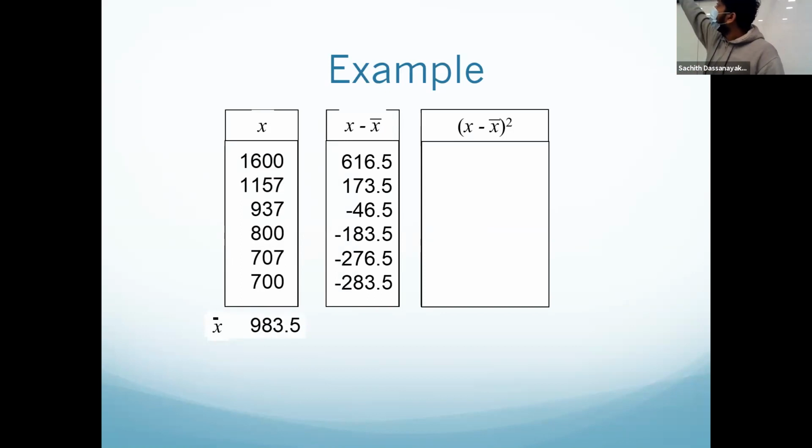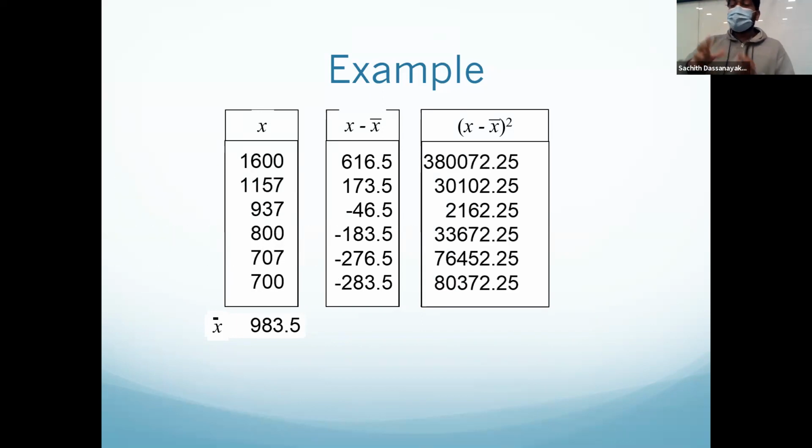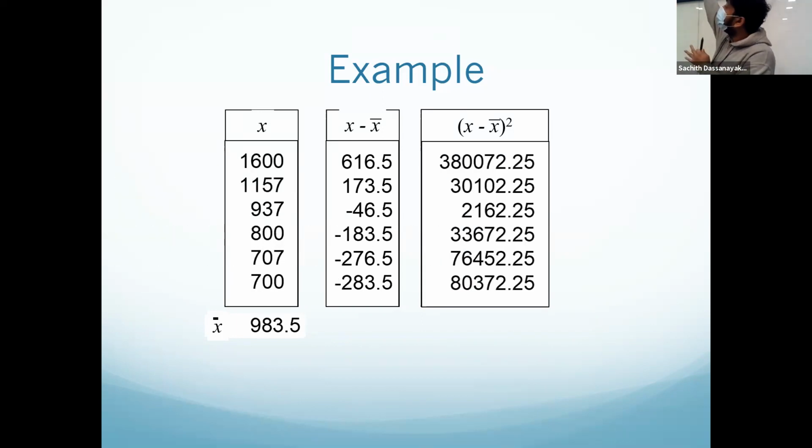See, 1,600 minus 983.5, so that you can get 616.5. Something like that. Fill that column, then square that column, which means the third column.